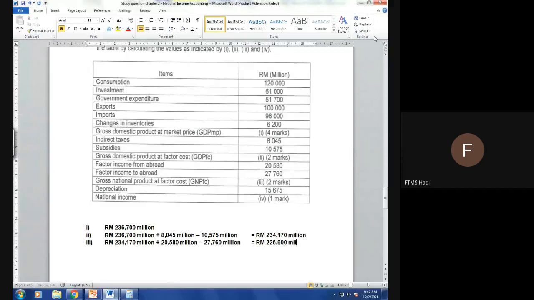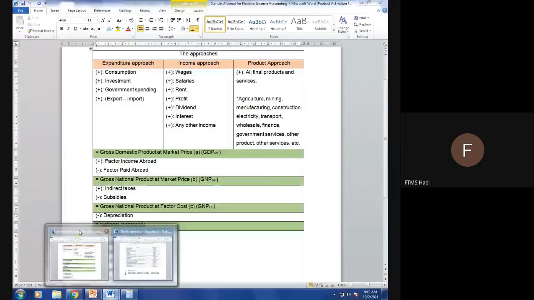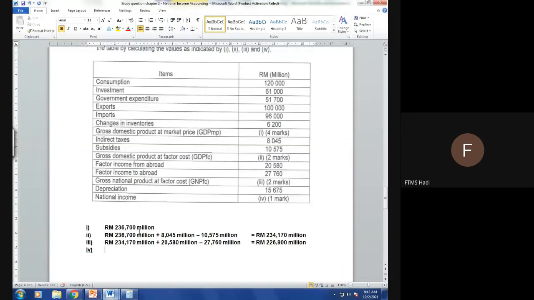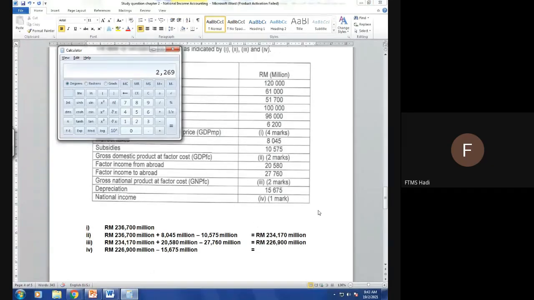Okay, and the last one, question number 4, to calculate national income. In this one only involves depreciation. So based on the format, depreciation is here. So we need to minus it. Therefore, to calculate that, from the answer to question number 3, 226,990, you need to minus with depreciation to get national income. Okay, so 15,675.